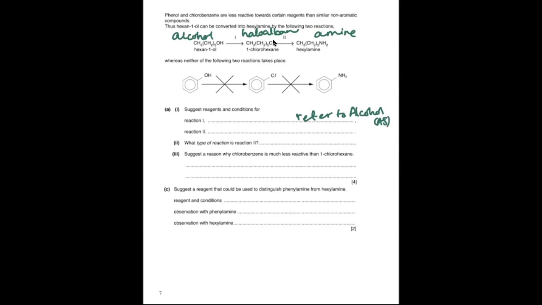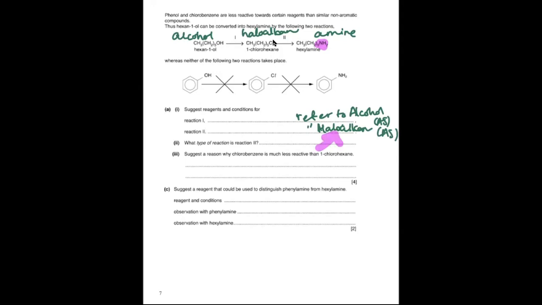Reaction 2, halogenoalkanes to amine, same thing. Haloalkane, refer to your notes, haloalkane AS. Okay. What do you need to convert your halogenoalkanes into an amine? So the hint there is NH2. What type of reaction is reaction 2? Again, refer to your notes, same thing.